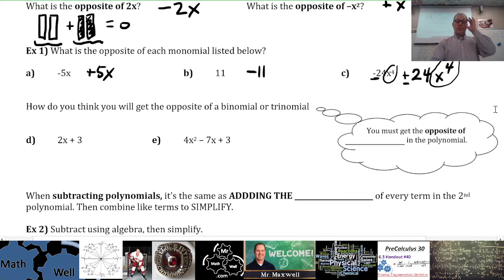All right, so let's move from monomials to binomials. How do you think you'll get the opposite of a binomial or a trinomial for that matter? So if we know how to get the opposite of one single term, how do I get the opposite of two terms? What do you think? You change the sign on both terms at the same time. Excellent. So the opposite of this would be negative 2x minus 3.